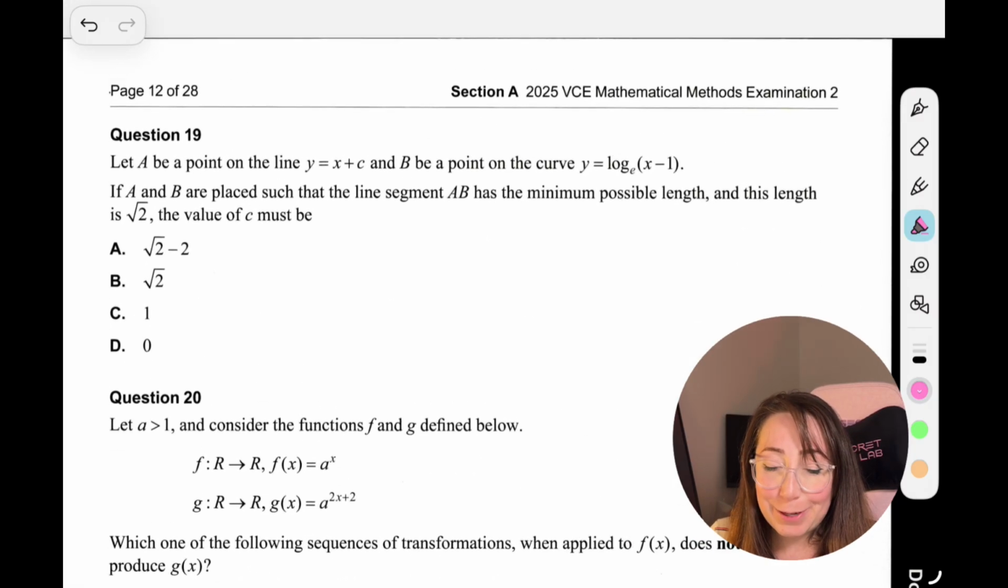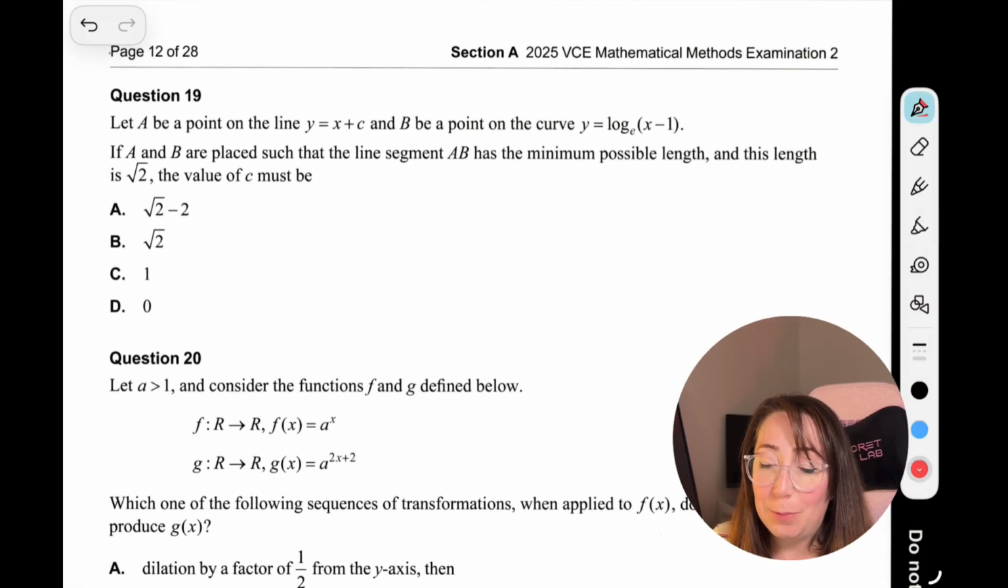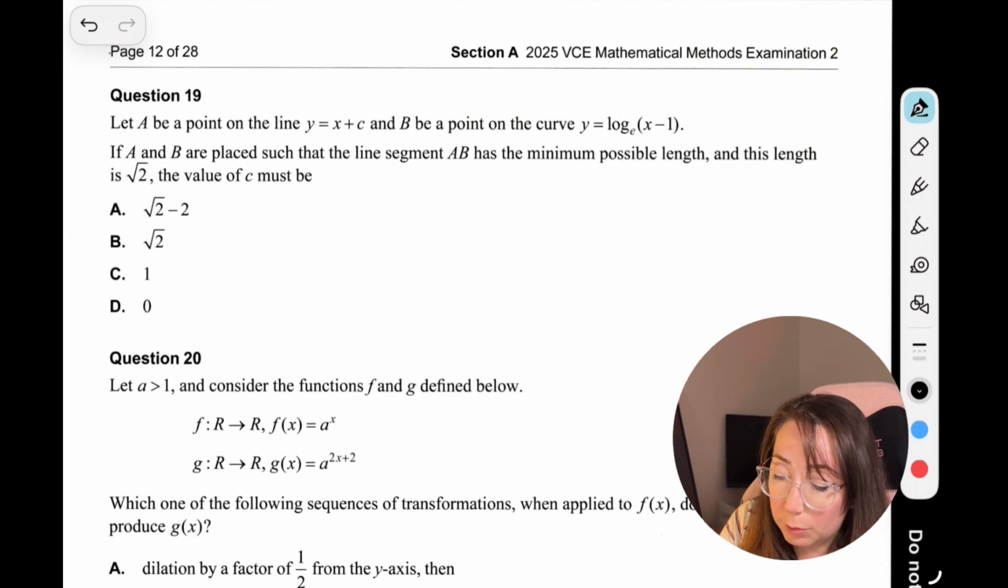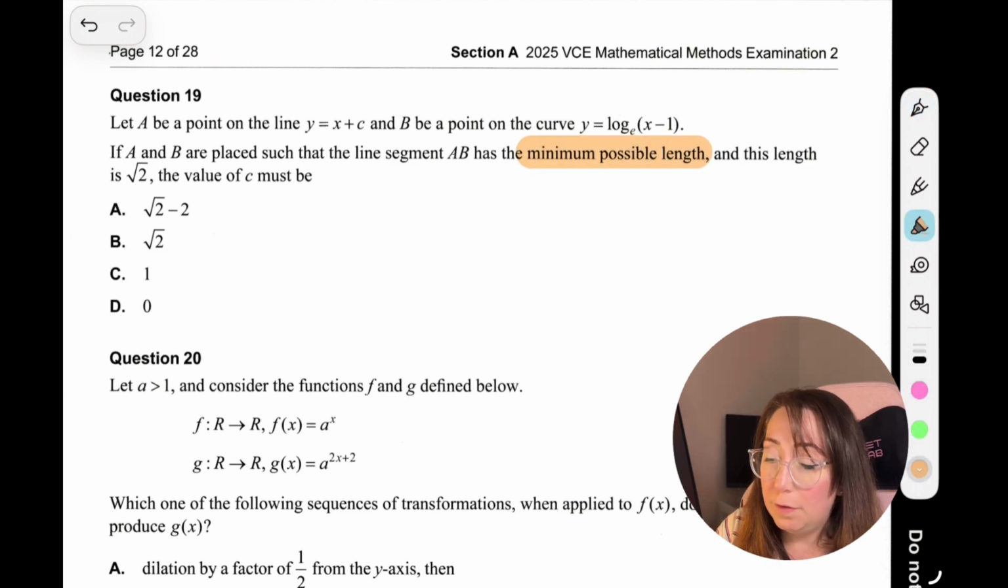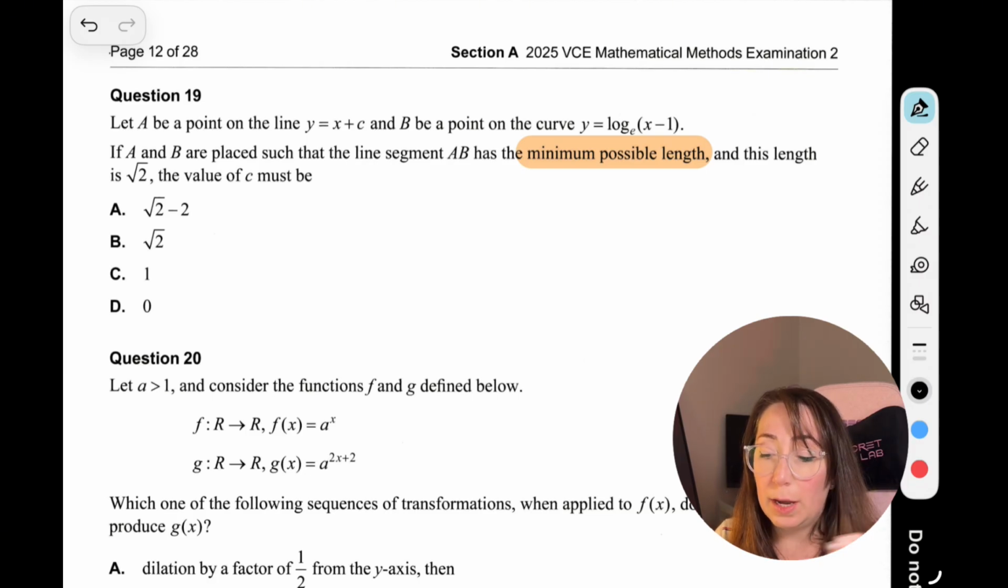Last page, super exciting. Question 19, we've got A is on the line, B is on that particular curve. If A and B are placed such that the line segment AB has the minimum possible length, this length is root 2, what's the value of C? The key thing here is that the minimum possible length between a line and a curve lies on its perpendicular line. So it lies on the normal.